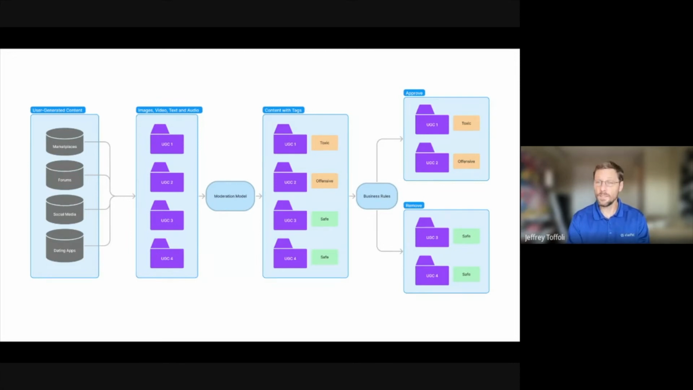Once your files are tagged, then you're going to set your business rules in motion. The most basic thing to do would be to approve the safe files and remove the unsafe files. That is the most basic thing you could do. But realistically, what you'd probably want to do is be sending some of these rejected files, these removals, to human reviewers.